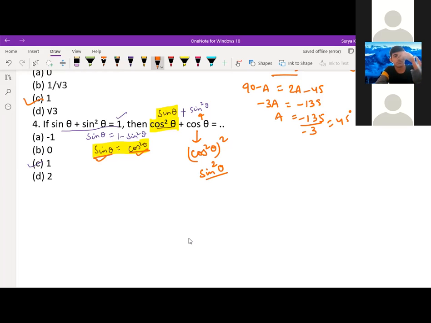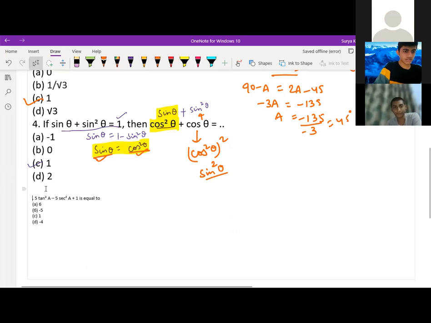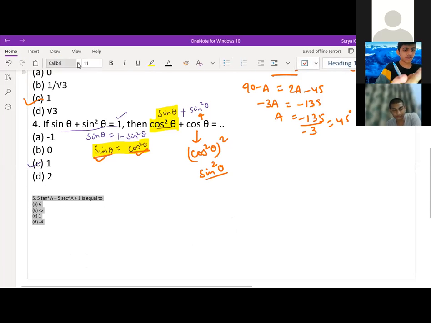Now the 5th question is 5 tan square a minus 5 sec square a plus 1 is equal to what? Sir, the answer is 6. Sorry, sir, it's not 6, it's minus 4. Yeah, minus 4.